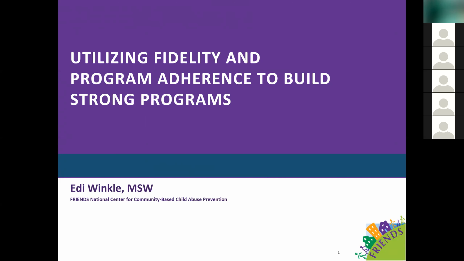Remind you, I'm with the Friends National Center. We are the federally funded TA provider for the community-based child abuse prevention funding stream. Most of your organizations receive funding through DHS and PCA Iowa with regards to that money. And so just want to jump on today and continue our conversation that we started last month around programs and evidence-based practice, fidelity, program adherence. So that's where we're going to start today.